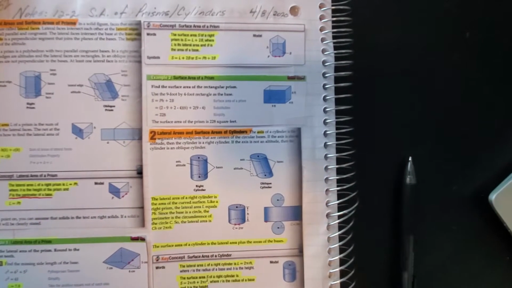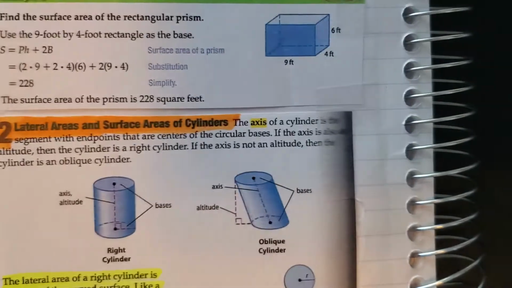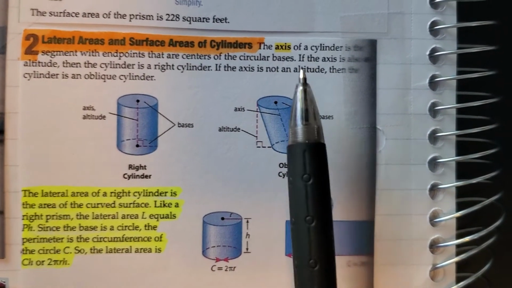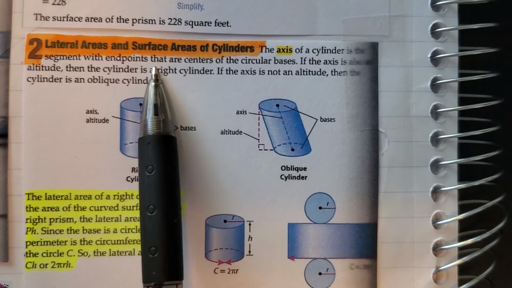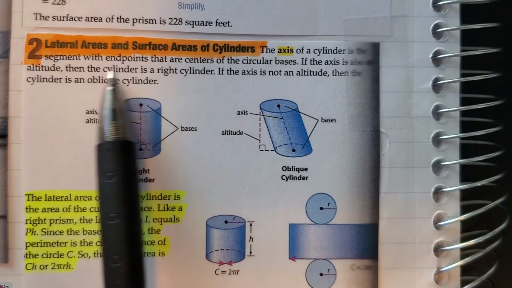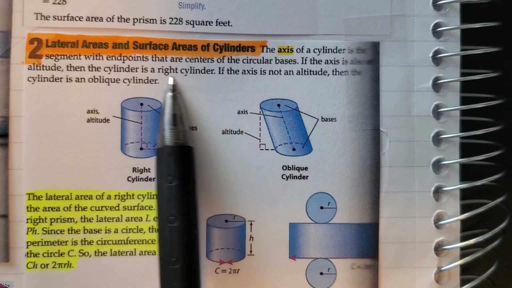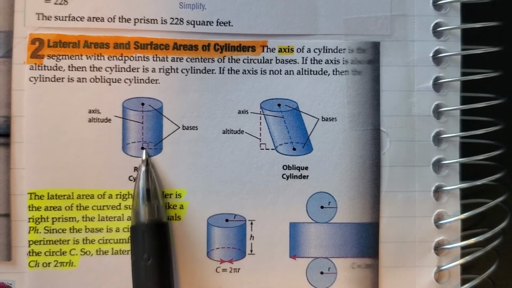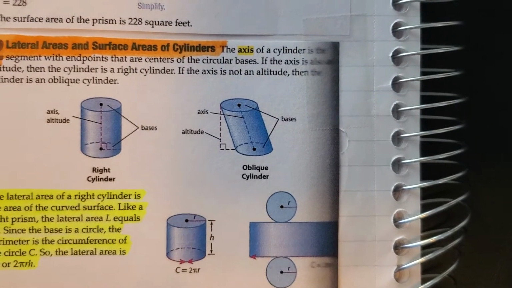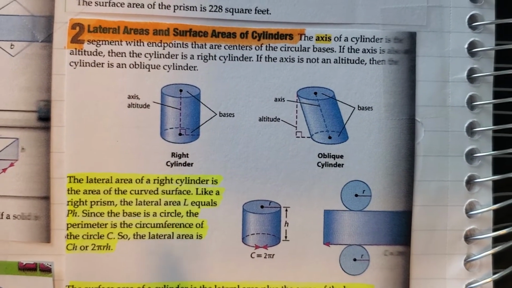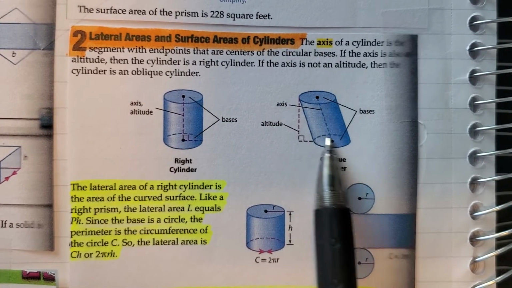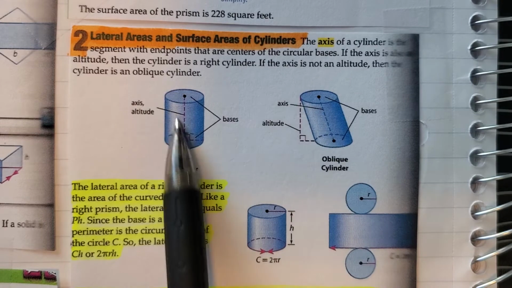So I'm going to zoom in here and talk about these examples. The axis of a cylinder is the segment with endpoints that are the centers of the bases. If the axis is also the altitude, then the cylinder is a right cylinder. So altitude and axis, right cylinder. If the axis is not the altitude, then the cylinder is going to be oblique, as you can see. So on an angle or not.